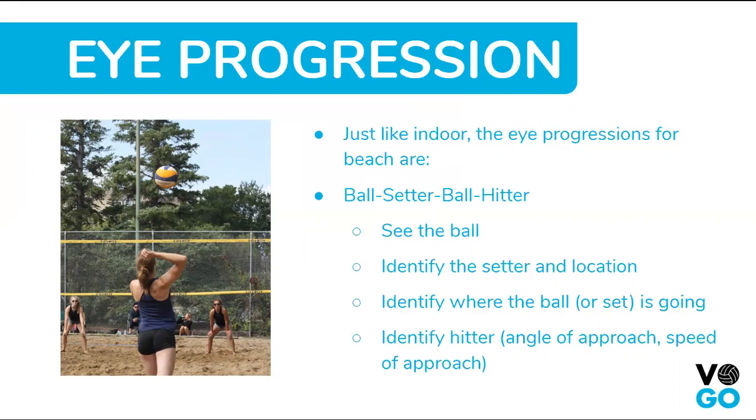So that third point, identify where the ball is set or where the ball is going. That's when we've identified 100% that the setter is not going to attack the ball, and we're going to shift over to the hitter. All the ball is telling us is what direction it's going, and that's which way we're stepping. Now the last one is identifying the hitter. As soon as we've identified the ball and which direction it's going, we're looking down to find our hitter. We're checking their angle of approach and their speed of approach, and that's going to dictate how we're going to go block.